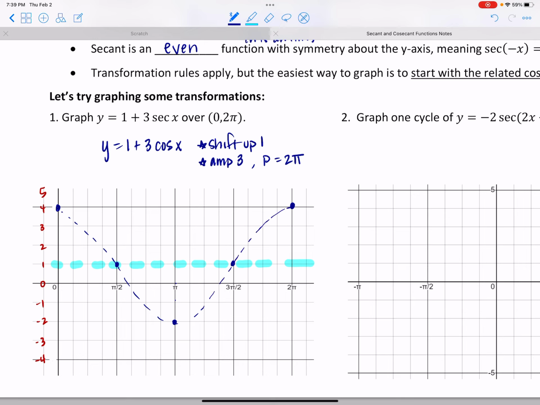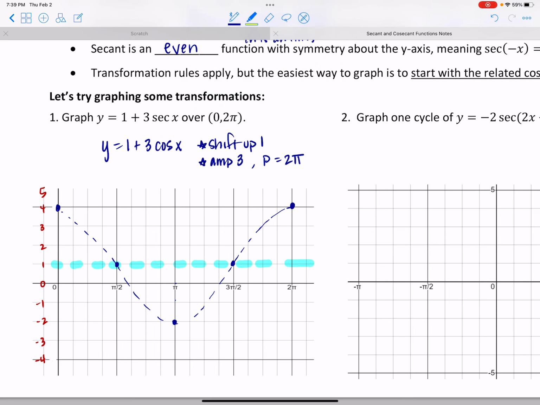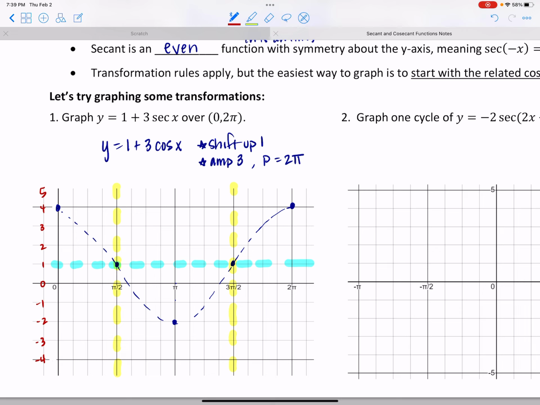Okay? Once I have cosine in there, remember where my cosine has zeros or hits my midline because this one is shifted, that's where my secant is going to be undefined. So I know my secant function is going to have asymptotes here where I hit the midline and here where I hit the midline. And then I'm going to have parabolas in between those asymptotes, and the vertices of the parabolas are the maxes and mins of my cosine.